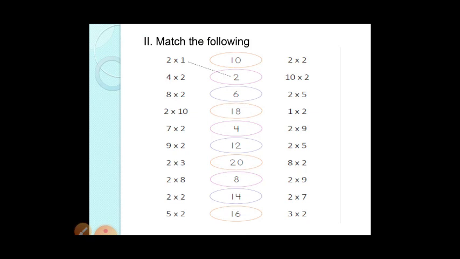So just recall that in addition, when we add 4 plus 2, we get 6. Then 2 plus 4, we get 6. Similarly here also 2 into 1, 2. 1 into 2, 2. So if we multiply 2 into 10, we will get 20. 10 into 2 is also 20. So in this way, if we change the multiplicand and multiplier place, we will get the product same. So by using that method, you have to match the following, you have to complete.